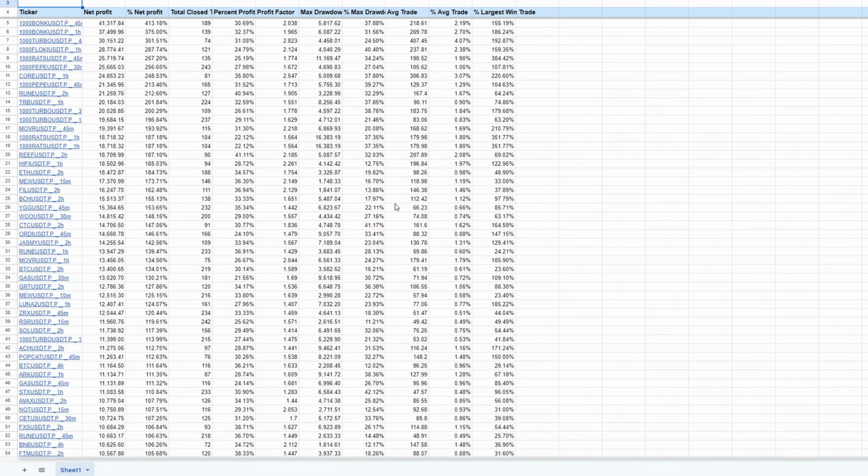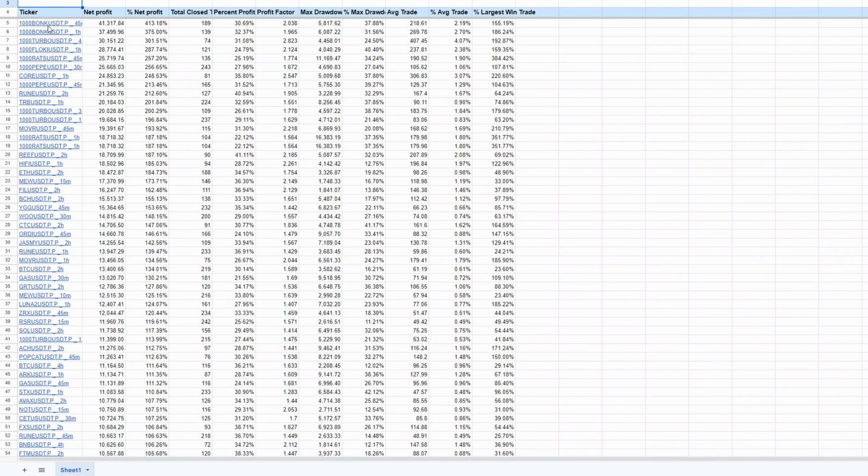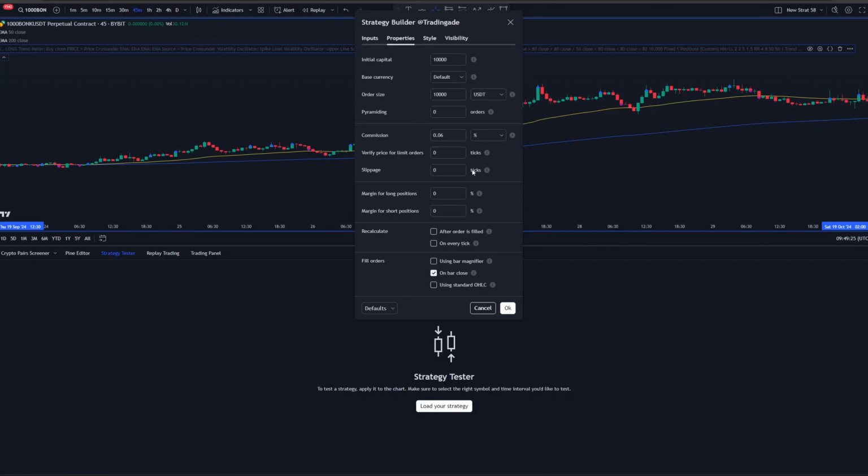I'm gonna take the backtest results based on these spreadsheets, which you can find in the Settings Bank Premium channel on Discord. We're gonna start by analyzing the 1000 BONK USDT based on 45 minutes time frame. All these backtest results are based on Bybit exchange with a size of $10,000 and 1x leverage. There are always 0.06% commission and an initial capital of $10,000.